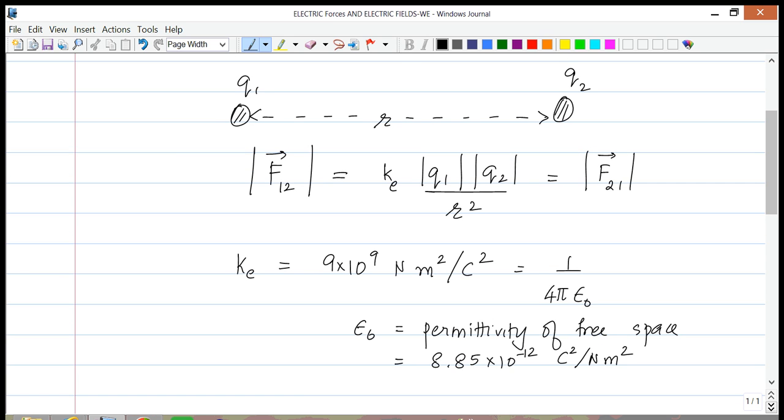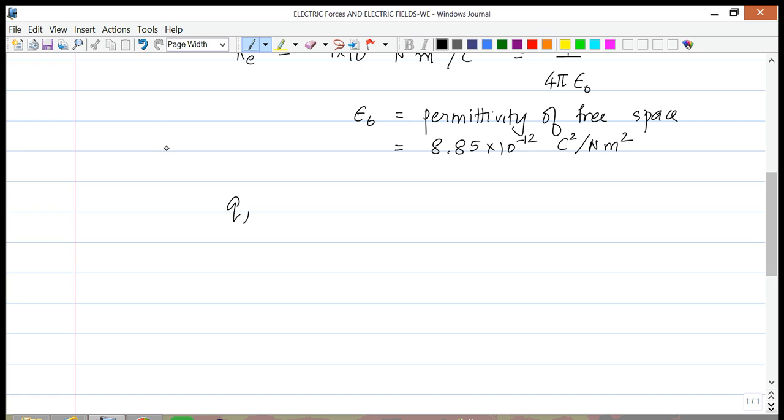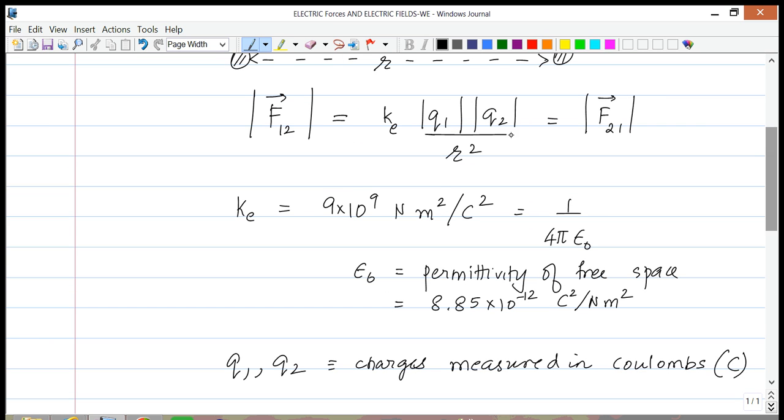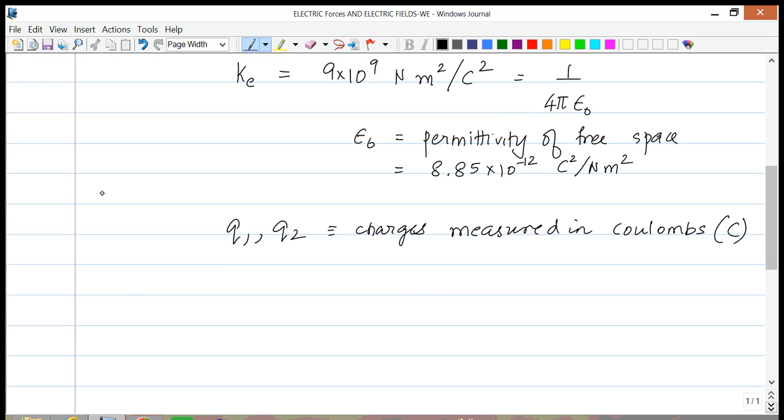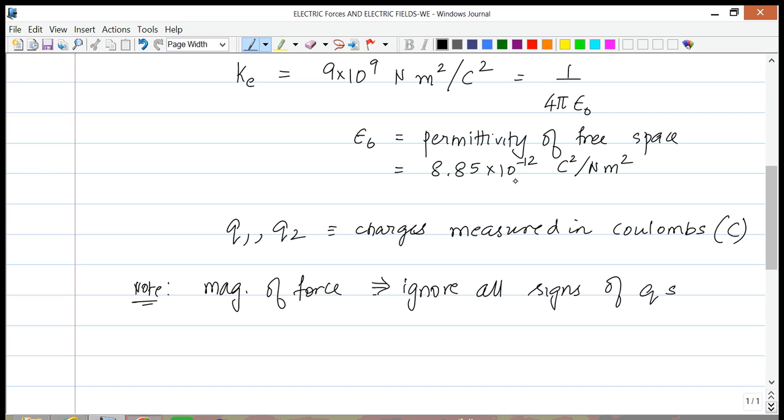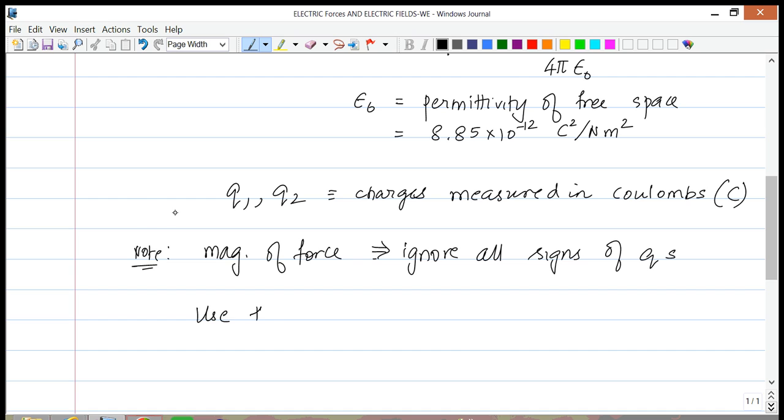Now I've been mentioning coulombs, and we measure charges in units of coulomb. So Q1 and Q2 are charges measured in coulombs, capital C. Now there are a few things that one must keep in mind. First of all, when we find the magnitude of the force, you will ignore all signs. So for the magnitude of the force, ignore all signs of the charges, the Q's. You will use the signs to determine the direction appropriately.